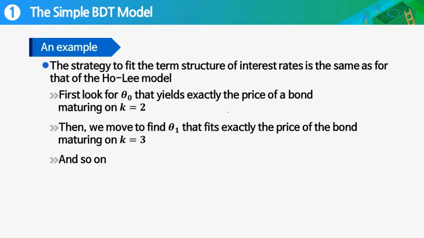For example, the strategy to fit the term structure of interest rates is the same as for the Ho-Lee model. First, we look for theta naught that yields exactly the same price of a bond maturing at k equal 2. Then we move to find theta 1 that fits exactly the price of the bond maturing at k equal 3, and so on.